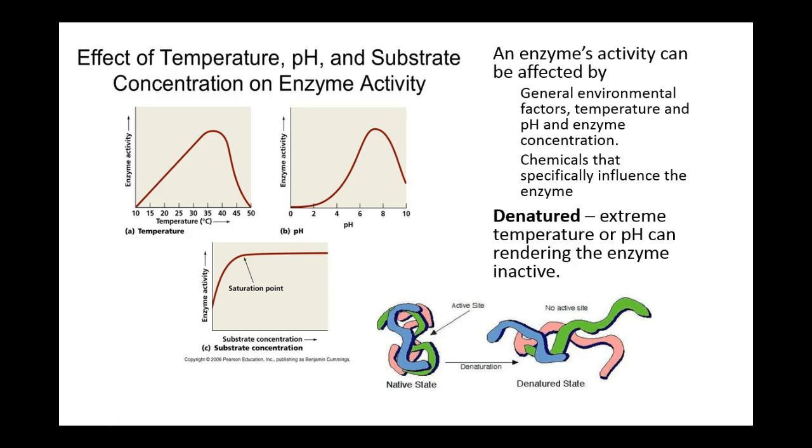You also have this concept of a saturation point. If we have 10 enzymes, each with an active site, they're only going to be able to take care of 10 substrates at a time. Putting more substrates in, so putting 20 substrates in when we only have 10 enzymes, is not going to increase the rate at which the enzymes are able to function. So there is a saturation point.